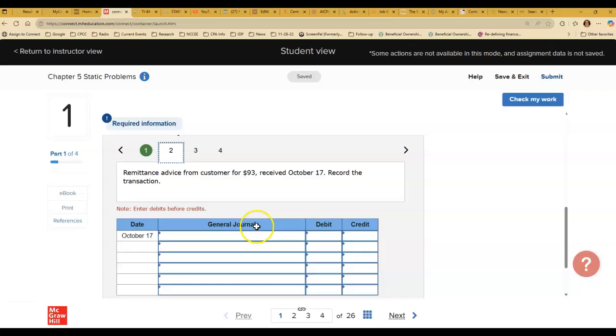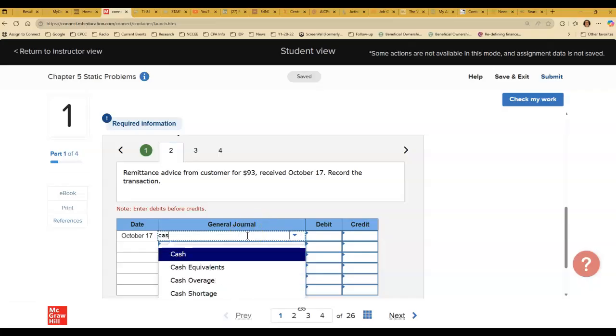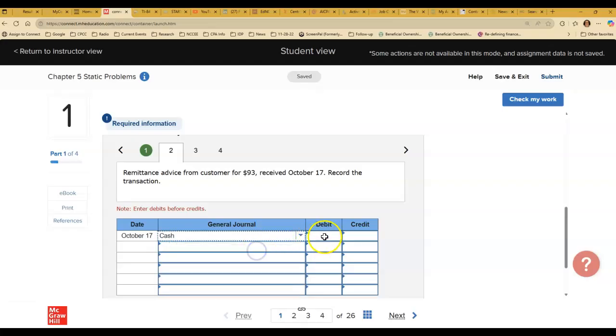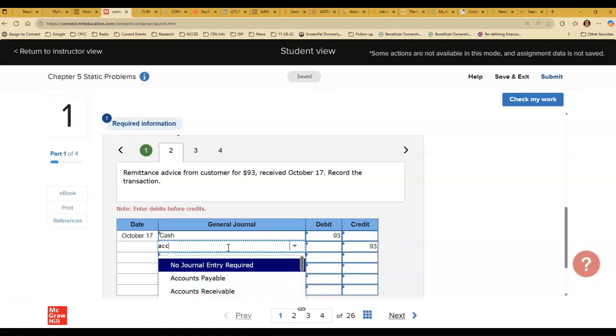Good. Cash gets a debit. Okay, so we've got cash there. We know it's going to be 93. We know 93 has to balance, so we're now up to a C. We got 75%. Okay, how did we know that it was accounts receivable?